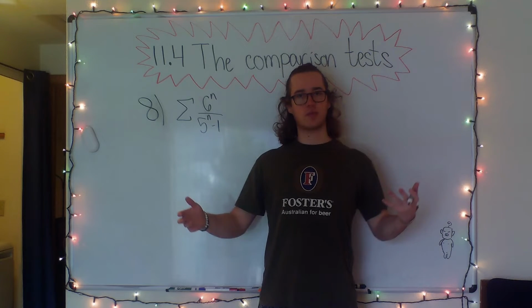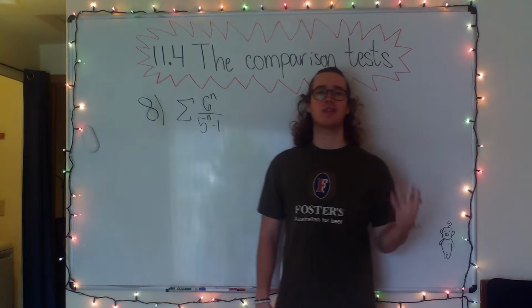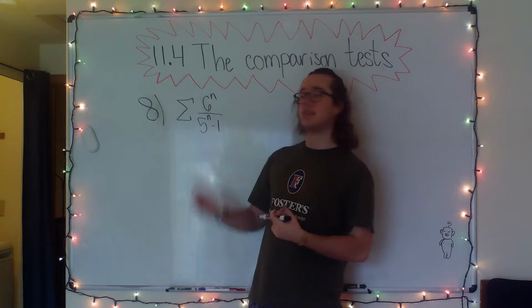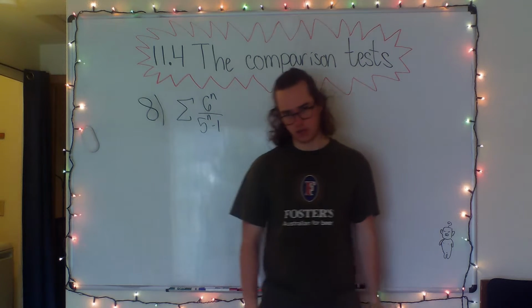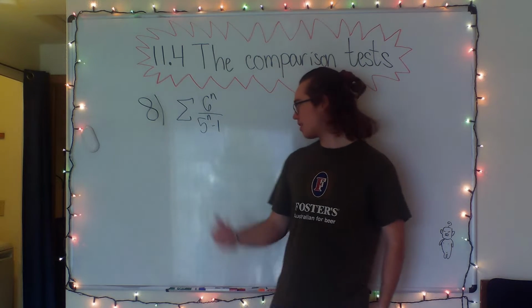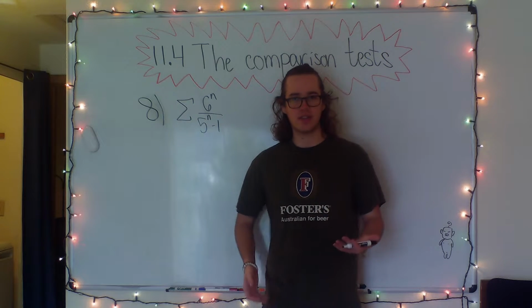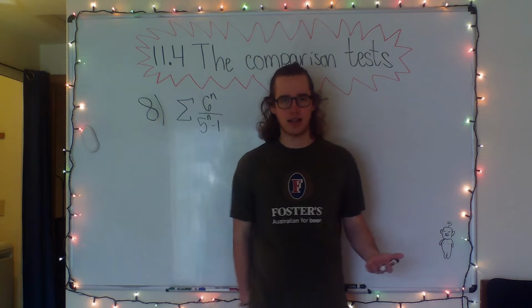To begin our practice problems, we are starting with number 8 from our textbook, and this is the sum from 1 to infinity of 6 to the n over 5 to the n minus 1, and we don't know. It's got this minus 1, and it almost looks like a power series. Well, we can just use the comparison tests.